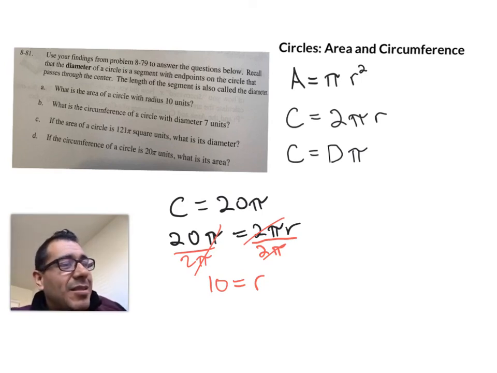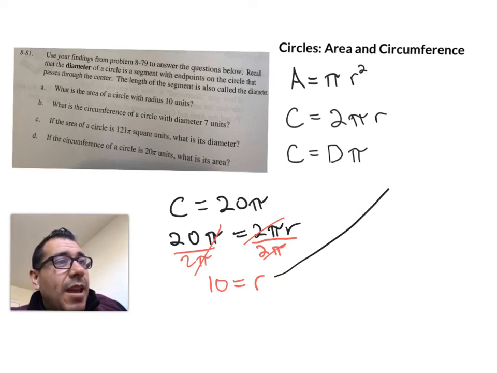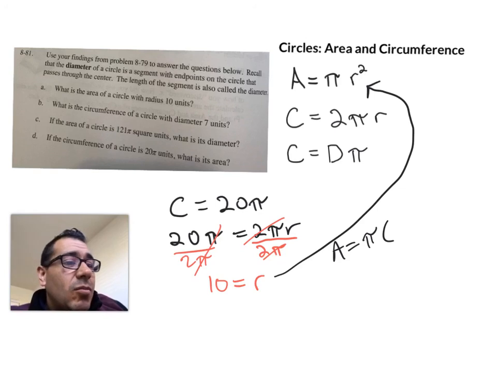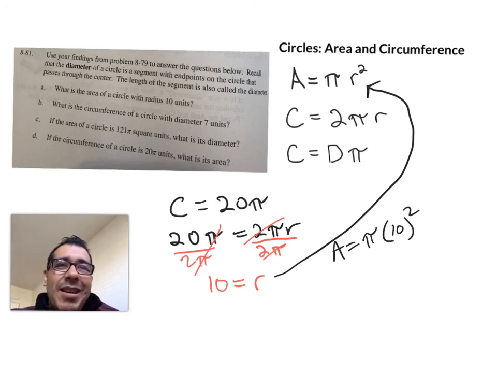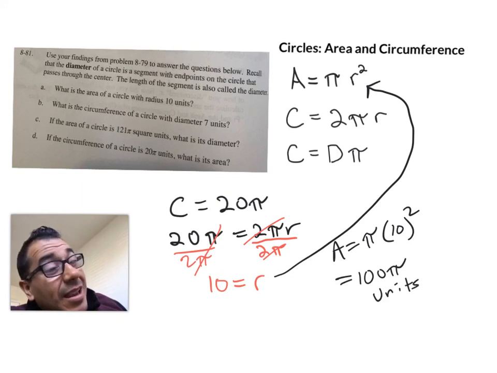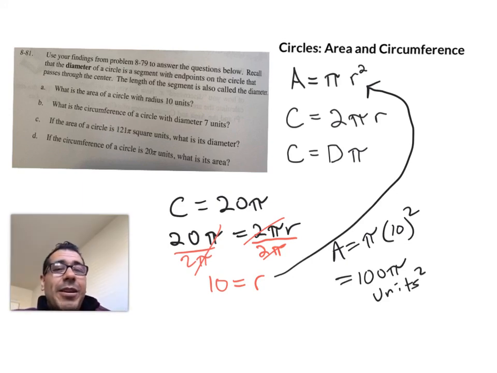And notice, now that you have that radius, we can plug that into our area formula. So we get the area equals pi times 10 squared. Once again, I think we've seen that problem before. So we end up with 100 pi units, and it's area, so don't forget to square it.